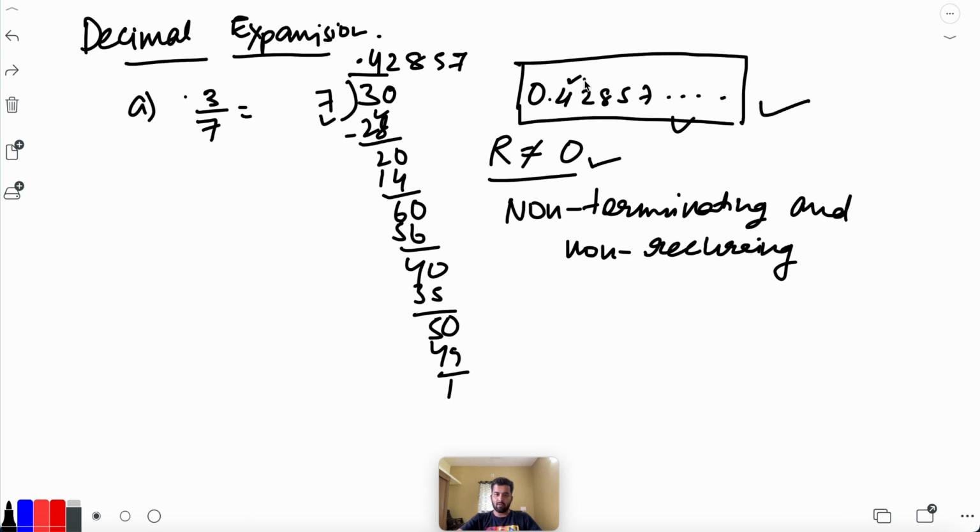Here we have 4, 2, 8, 5, 7. All are different numbers, right? All are different here. That stands for non-recurring. Assume again we will get the answer as a decimal, 3, 3, 3, 3, like that.